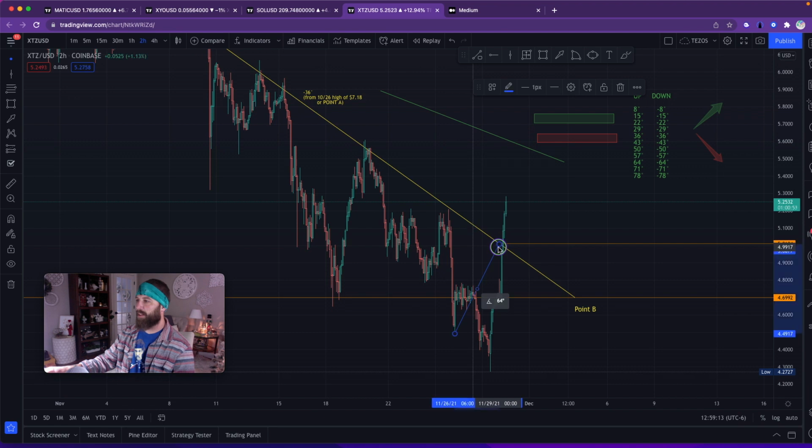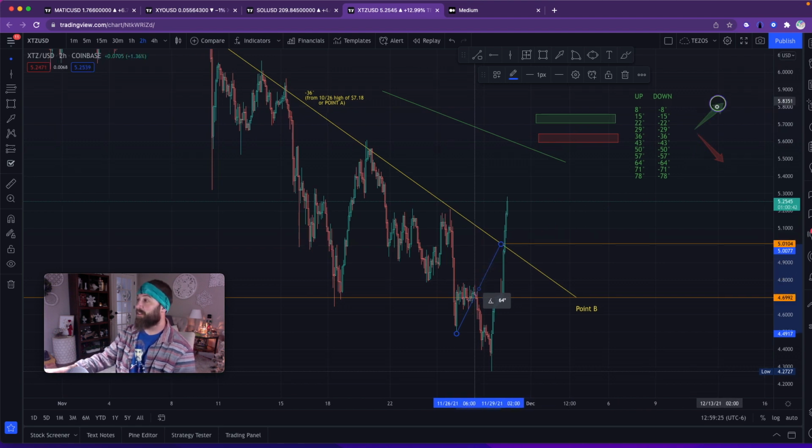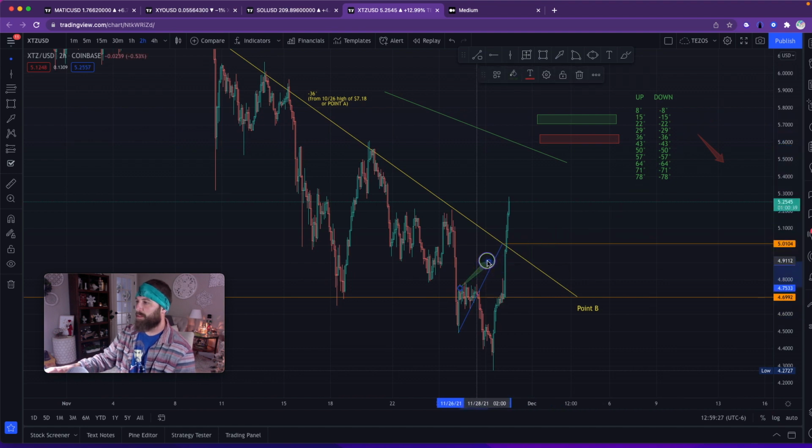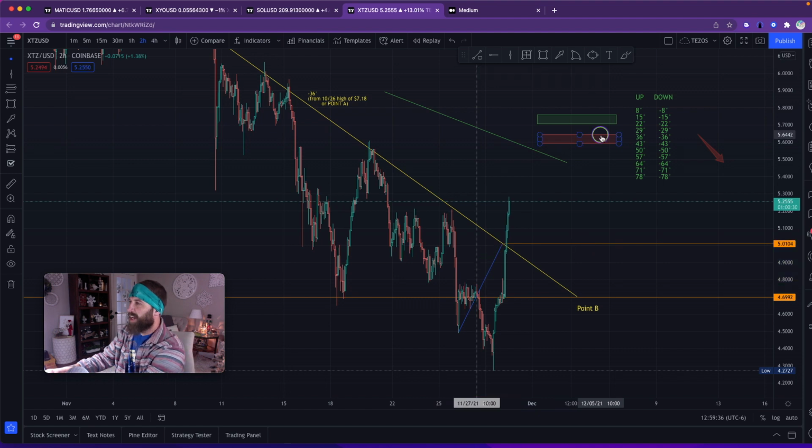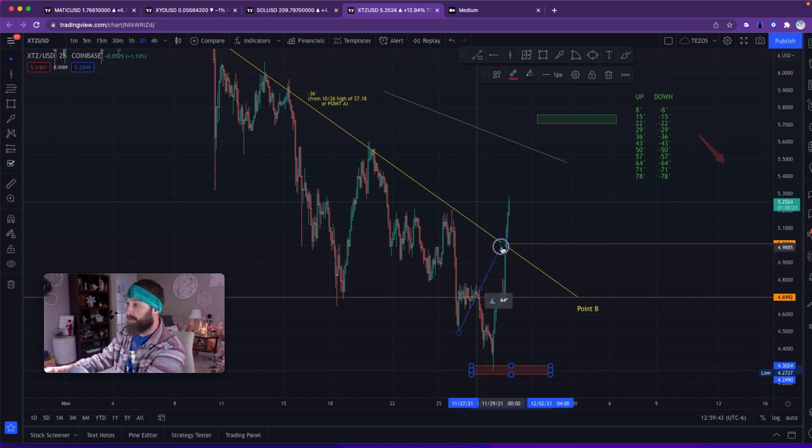I pulled out the 64 degree. You can see positive 64 right here. Price was snugging up on it, and I said it's either going to follow the 64 up to the $5 level. I don't think I gave a bear target, but it certainly did give us a bear scenario. It crashed through the 64 all the way back down to the $4.27 level, and then immediately got bought up.